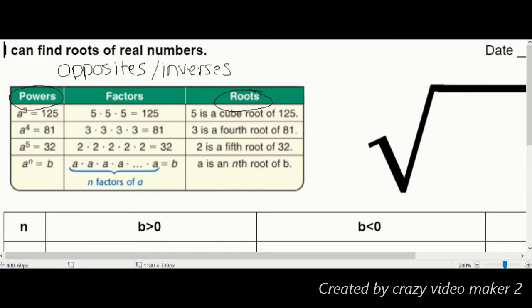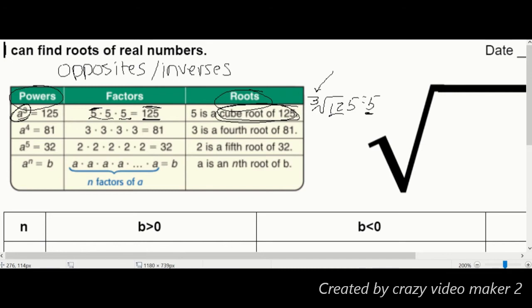So what this table is showing is that if you have something like a to the third, it equals 125. So what they're saying is 5 times 5 times 5 gives us 125. Well, what it's also saying is that if we take the cube root of 125, the cube root being something like this, where there's a 3 on the outside here, it's going to equal 5. So that's an example. They are opposites, they're inverses. This is taking a big number and making it into a small number. This is taking a small number and making it into a big number.